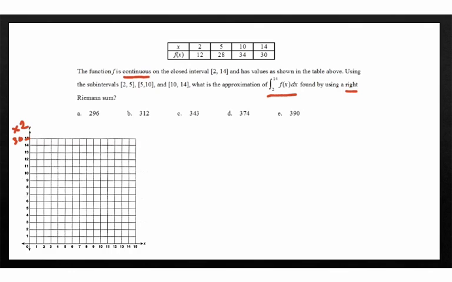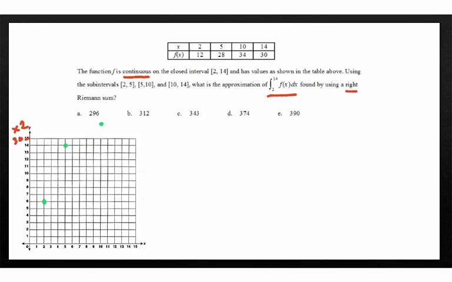So when x is 2, f of x is 12. So that means we're at this point right here. When x is 5, we're at 28. So 5 is at 28, so way up here. When x is 10, we're at 34, so we're actually off the graph just a bit, right up here.